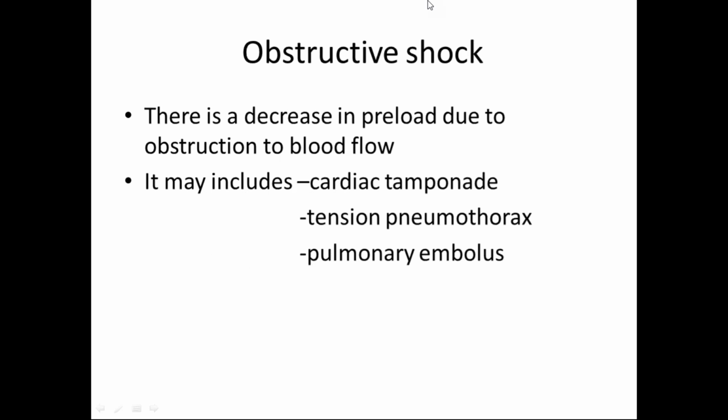Next, according to the mnemonic CODE, O is for obstructive shock. It is nothing but obstruction of the outflow. There is a decrease in preload to the organs because of obstruction to the blood flow from the heart. It may occur because of cardiac tamponade, tension pneumothorax, or pulmonary embolus.